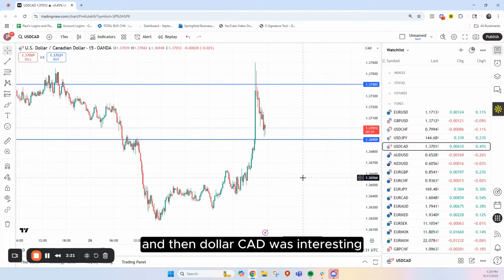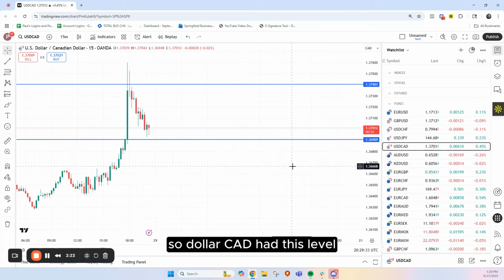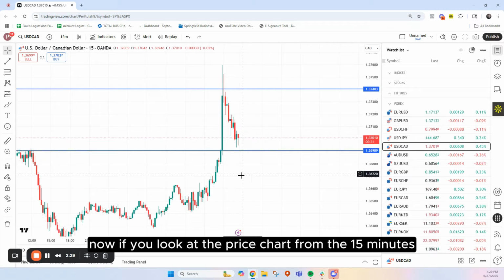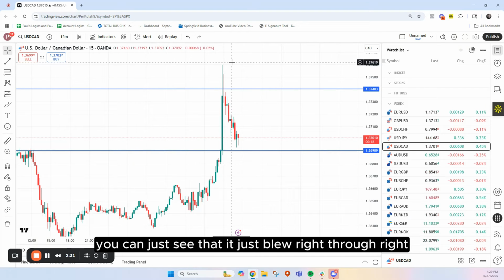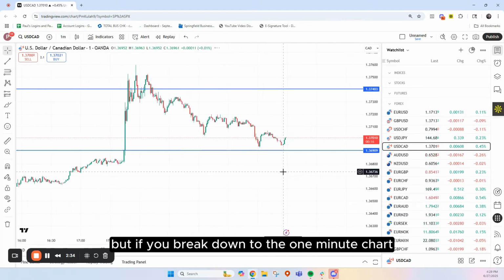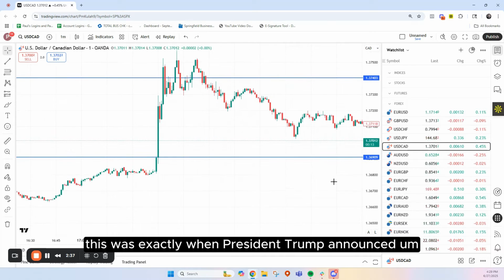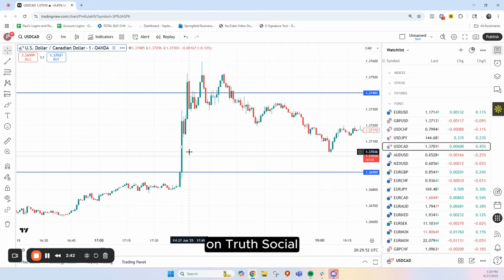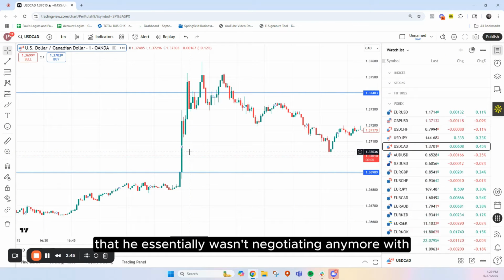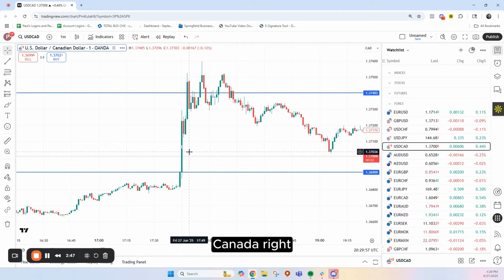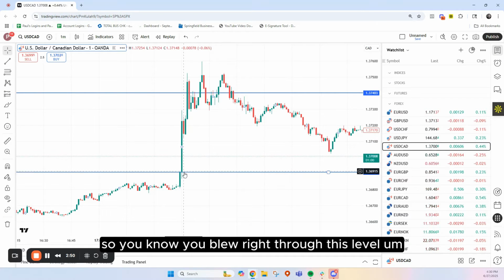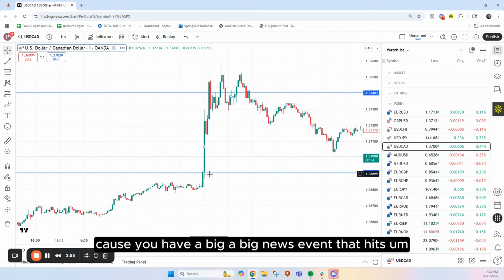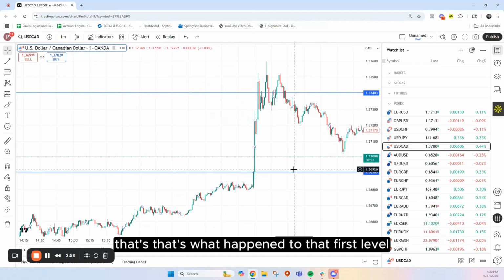And then dollar CAD was interesting. So dollar CAD had this implied volatility level here at the 36.90. Now, if you look at the price chart from the 15 minutes, you can just see that it just blew right through, right? But if you break down to the 1 minute chart and you actually look at the news feed, this was exactly when President Trump announced on Truth Social that he essentially wasn't negotiating anymore with Canada, right? So, you blew right through this level. So it's a little unfair to the level itself because you have a big news event that hits. But yeah, that's what happened to that first level.